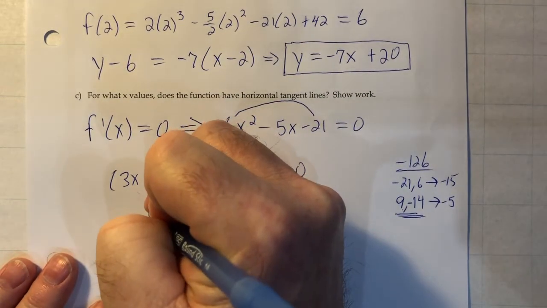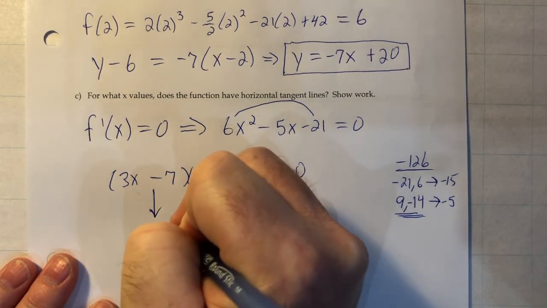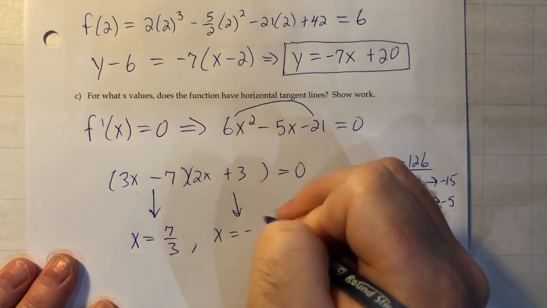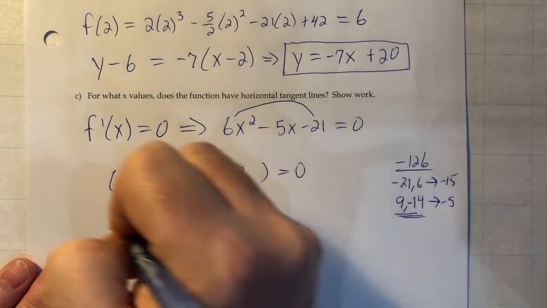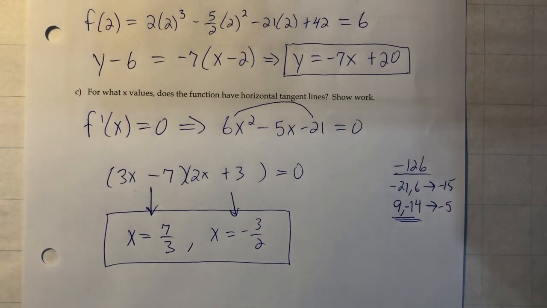And then when do these factors equal 0? When x equals 7/3, and when x equals negative 3/2 from this one. So those are the two x values where the derivative is equal to 0, and therefore also where we have horizontal tangent lines.